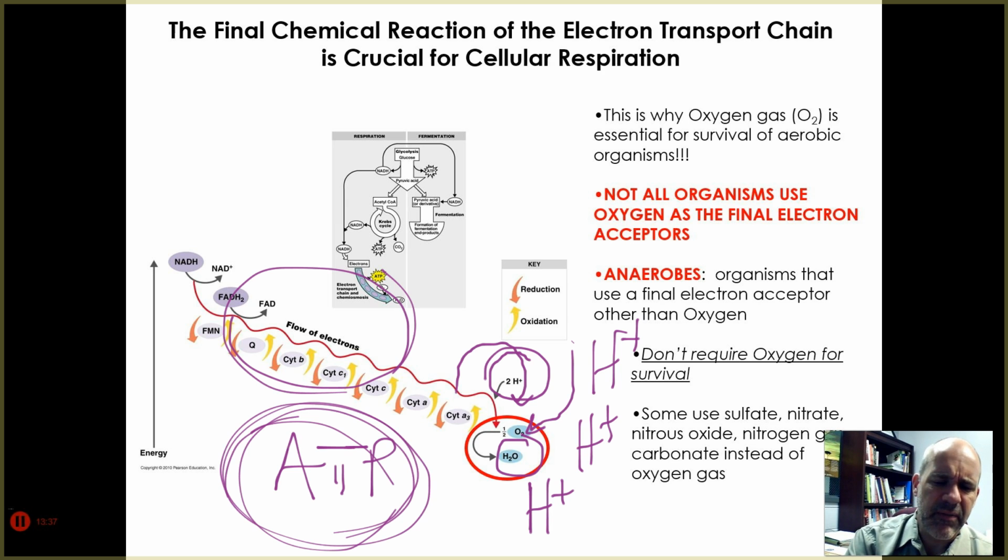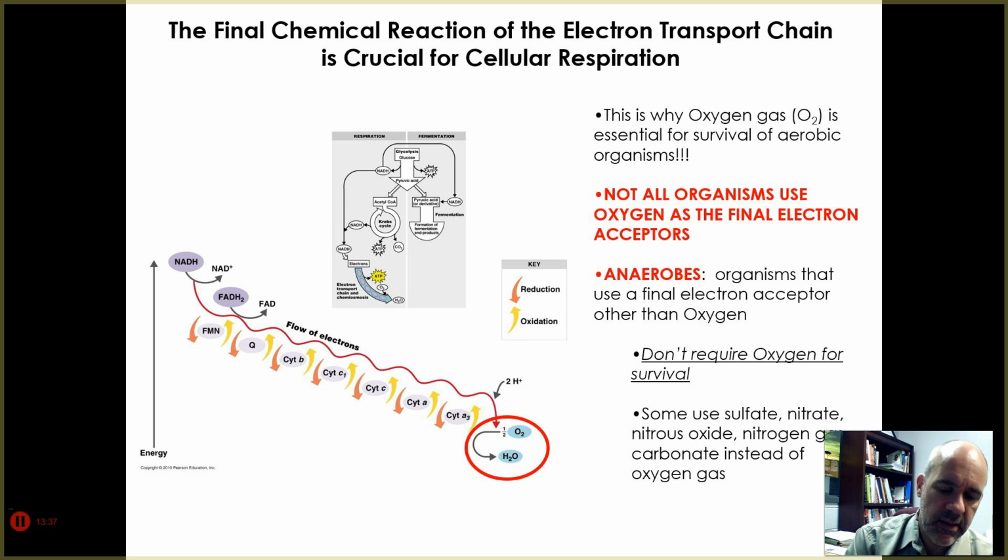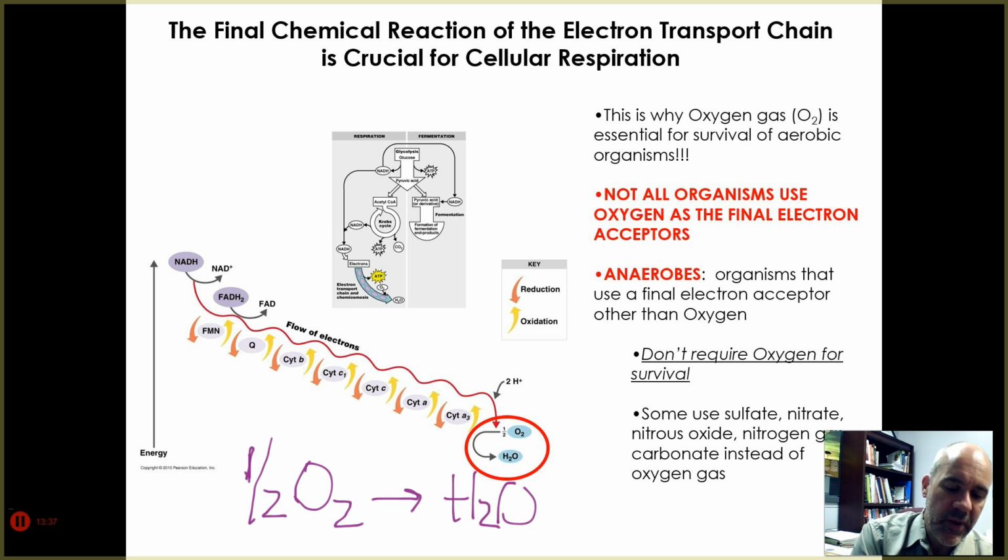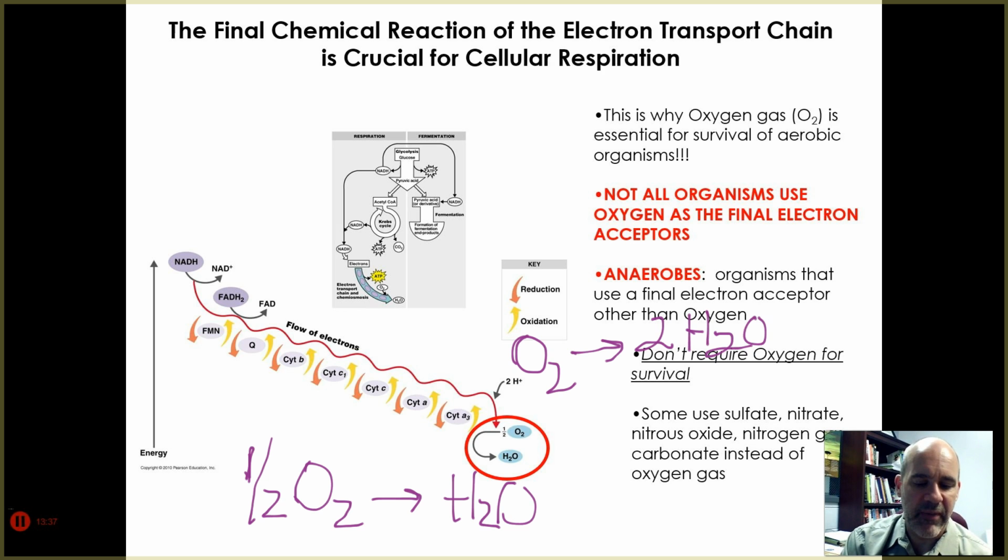And I know it can be kind of confusing that typically that is written as 1/2 of an O2 gets converted into a water. And to me that's kind of weird. What in the world are you talking about, 1/2 of an O2? To me it makes more sense to say that a single O2 gets converted into 2 water molecules as part of that process, instead of 1/2 of an O2 becoming a single water molecule.